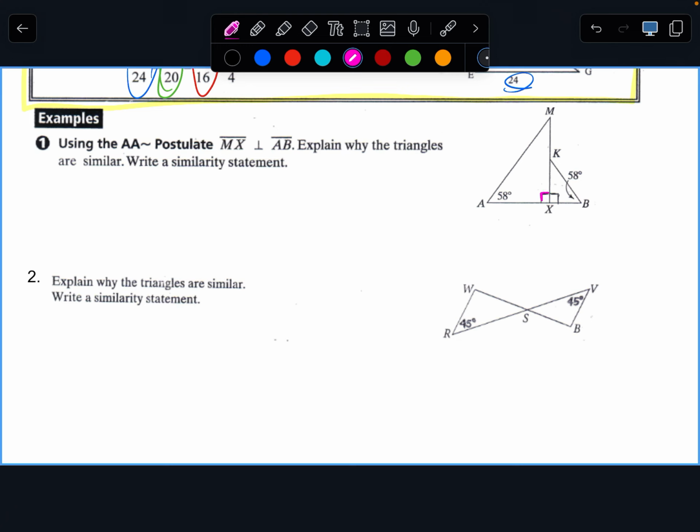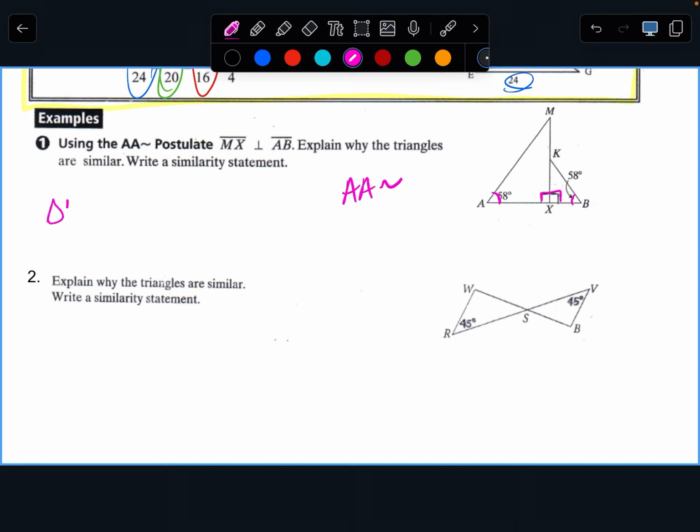Okay, so this one, you got a box and you got 58, so done, similar. You don't have to do anything. That's why I love it. So this is angle, angle similarity because you just got two angles, you're done. And then you just do the similarity statement. So you just do the ordering, which you guys have been doing with congruent triangles anyway.